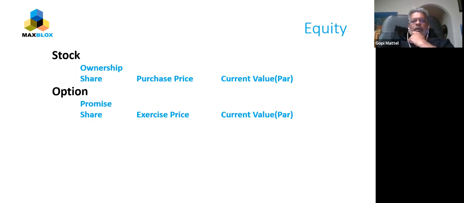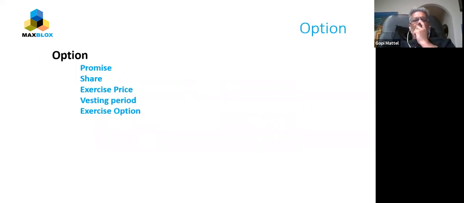All right. So that's the basics, right? We kind of covered a couple of them here: the promise, the share, the exercise price. Then there's something called the vesting period and exercising the option. So let's talk about this a little bit more.